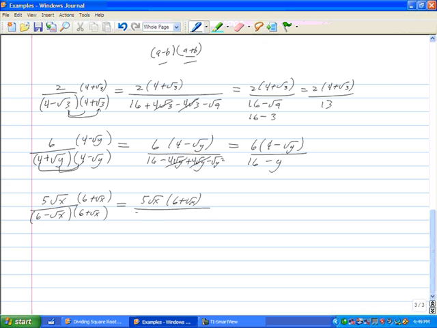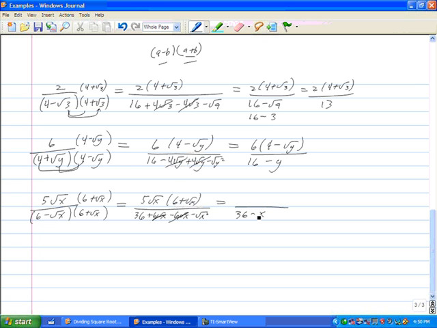First times first is a 36. Outer product is plus 6 square roots of x. Inner product is minus 6 square roots of x. Last times last is the minus square root of x squared. As always, this one and that one cancel. This one I can take the square root of, so that's going to be a 36 minus x.